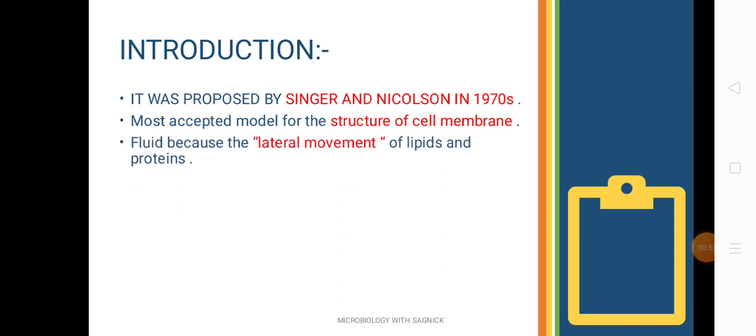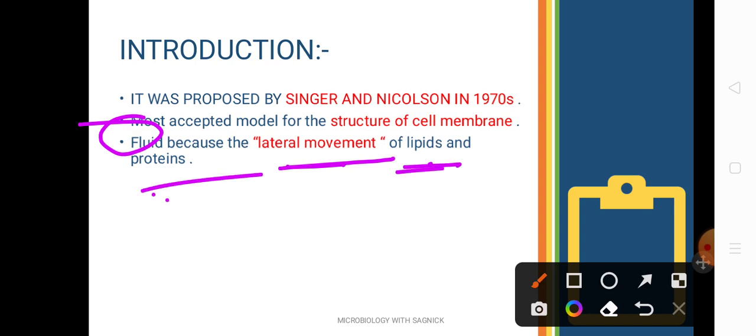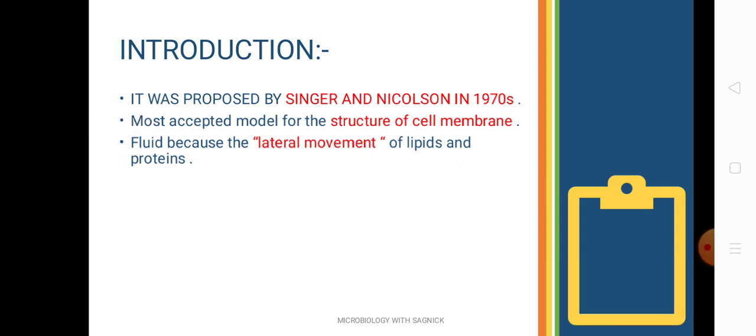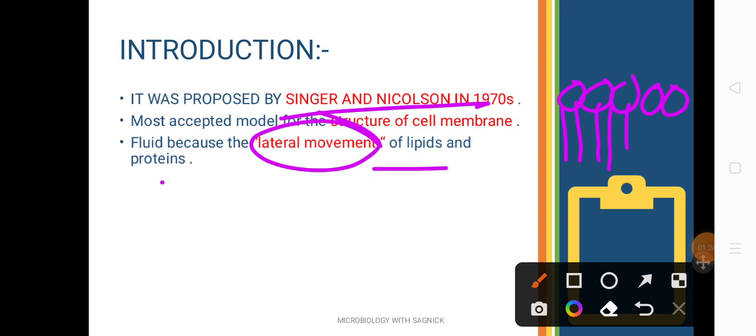First, we have to know why the name is fluid mosaic. The first term, fluid, is because of the lateral movement of lipids and proteins. According to the Singer and Nicolson model, the cell membrane is made up of a phospholipid bilayer, and in between them proteins are present. So it is fluid because Singer and Nicolson observed the lateral movement of lipids and proteins.